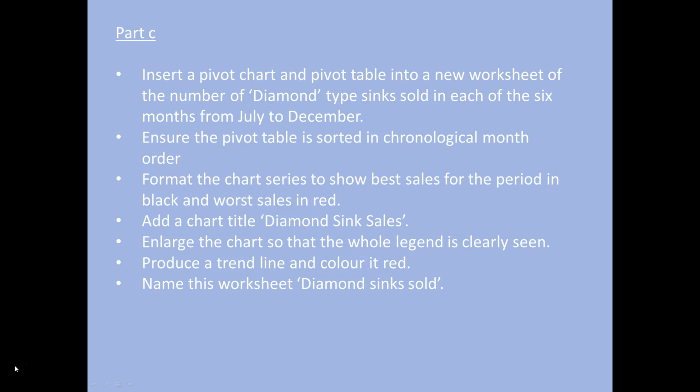Then we'll need to create a pivot chart and format the chart series to show best sales for the period in black and worst sales in red. We'll then need to add a title to the chart, which will be Diamond Sink Sales. We'll need to enlarge the chart so that the whole legend is clearly seen, produce a trend line and colour it red, and then finally name the worksheet Diamond Sink Sold. Now that all sounds quite complicated, but as you'll see in a second, it really isn't, so let's have a go.